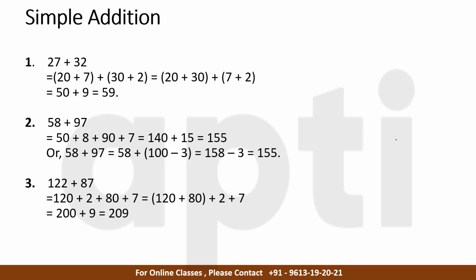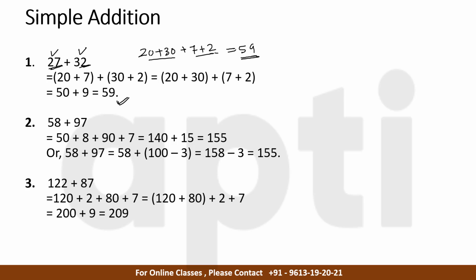Here I would suggest that for a simple addition, for any number you just have to break that number into the nearest multiple of 10. For example, 27, consider this as 20 plus 7, and 32, consider this as 30 plus 2, right? So 20 plus 30 plus 7 plus 2. 20 plus 30 is 50 and this is 9. So this is 59, right? So this is 59, right everyone?